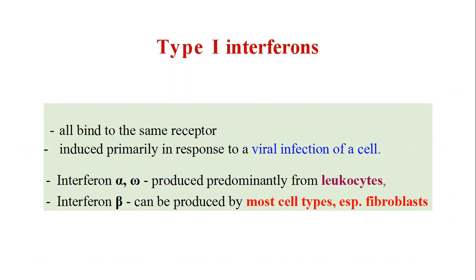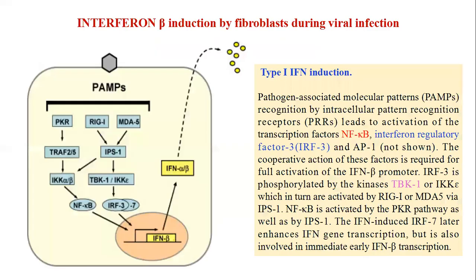Interferon beta can be produced by most kinds of cells, but especially fibroblasts. So how do they function? Let's look at how interferon beta induction happens in a fibroblast cell during viral infection. It's a type 1 interferon production or induction. Pathogen associated molecular patterns, what is known as PAMPs.